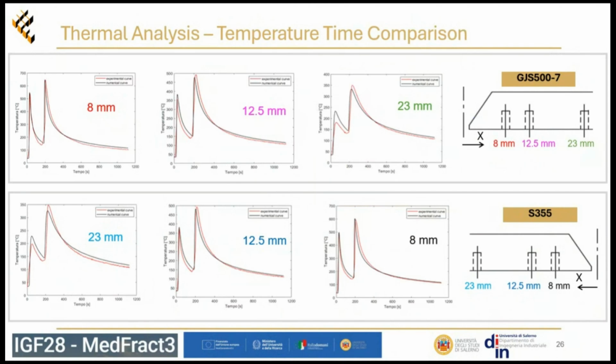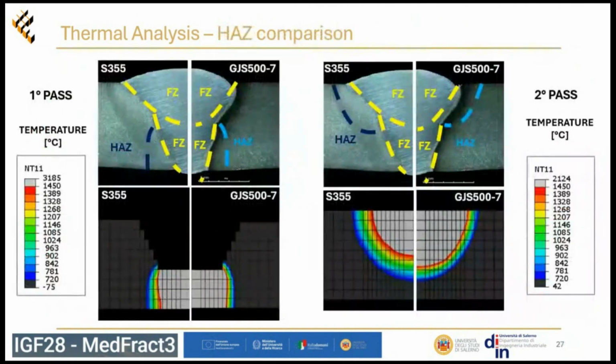So, to validate our thermal analysis, we made a comparison between the curves from the thermocouple, the temperature acquired by the thermocouple, and the numerical one. We can see we have had a more or less good accuracy, especially when we are near the welding bead. So when we made a comparison with the thermocouple near the welding bead.